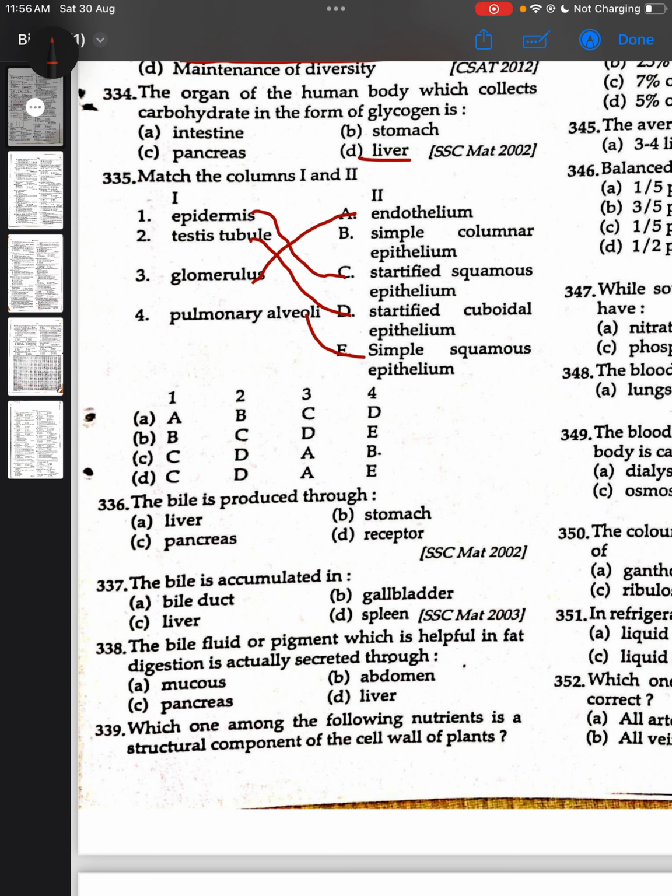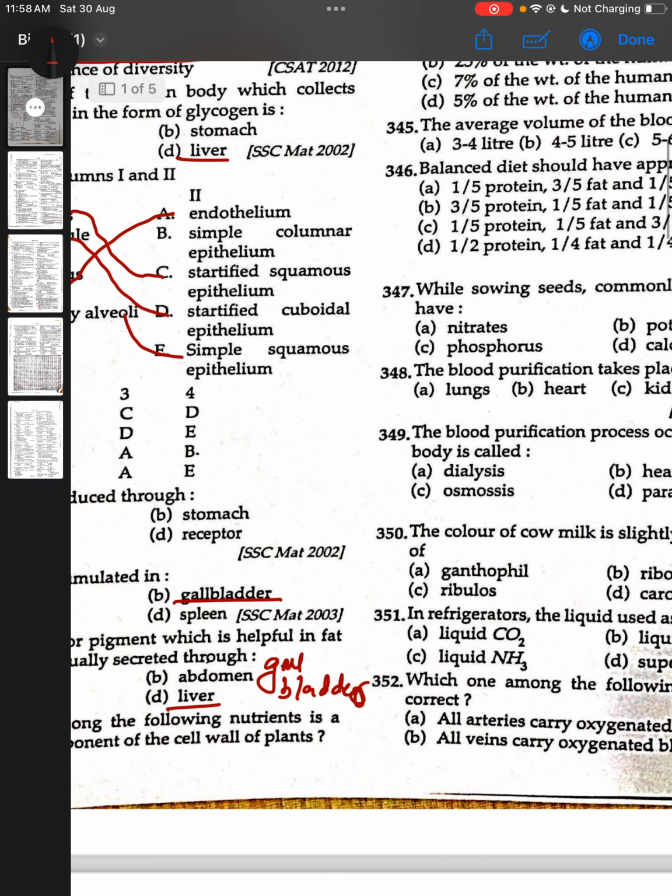The bile is produced through liver. The bile is accumulated in gallbladder. The bile pigment which is helpful in fat digestion is actually secreted through gallbladder. Correct answer will be gallbladder. If gallbladder is not there, you can consider the liver also as a correct option. Which one among the following nutrients is a structural component of the cell wall of the plant?